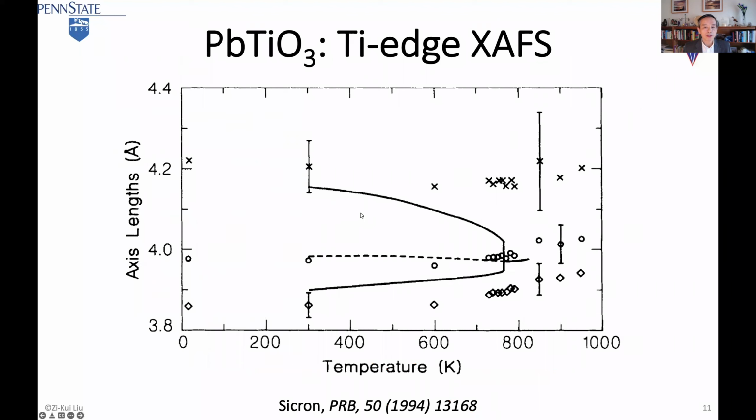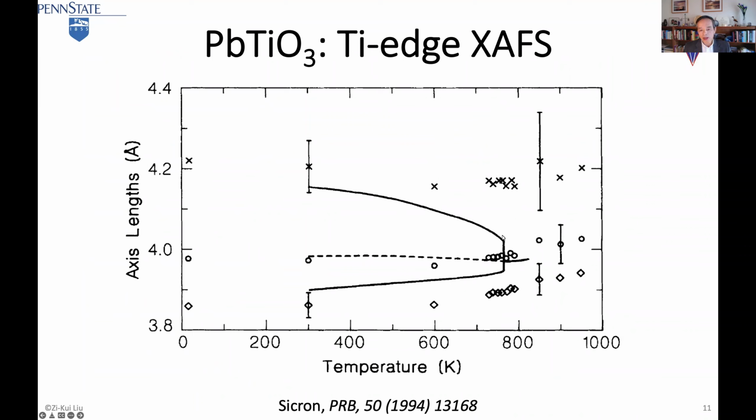This measurement is by the much finer technique, XAFS. It measures the individual local titanium environments, using the titanium edge in XAFS. This was published in 1994 in the literature as a PRB. As you can see, it uses XAFS measurements.